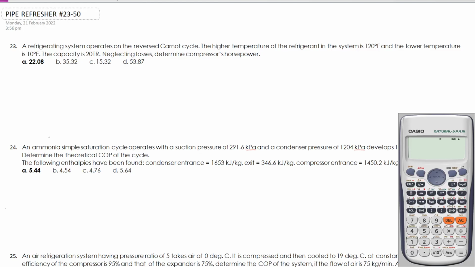Good day, guys. Here is the video discussion for the remaining items or problems doon sa ating ginawang refresher course para sa PIPE. So, in this video, I'm going to discuss the solution para doon sa problems number 23 to 50. Pero hahatiin ko ito into different parts para hindi mahaba at hindi malaki yung file at madali natin ma-upload at madali ninyo ma-view.